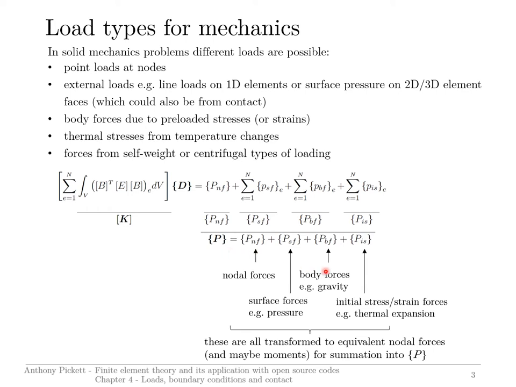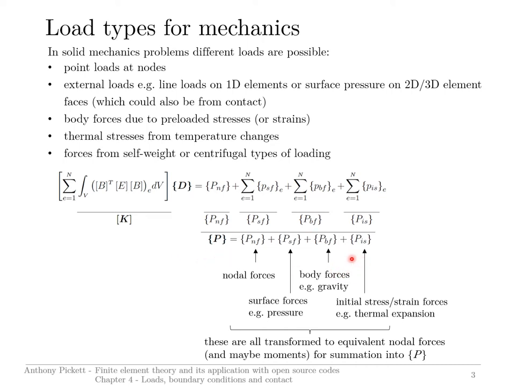We could also have body forces, shown here. Body forces are, for example, gravity. There is a tutorial number 7 where another form of body force is present, and those are centrifugal forces created due to a spinning disk. In this case, the body force also has to be transformed into nodal forces before it could be added to this vector.